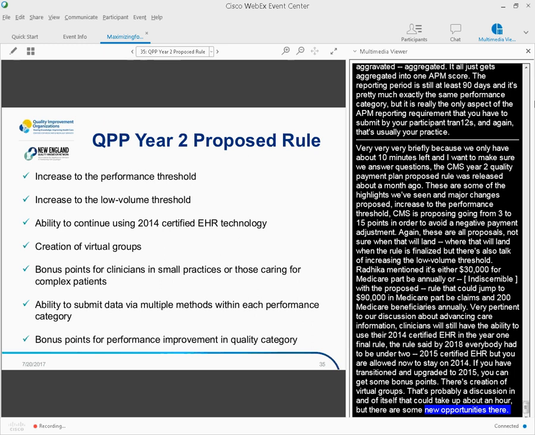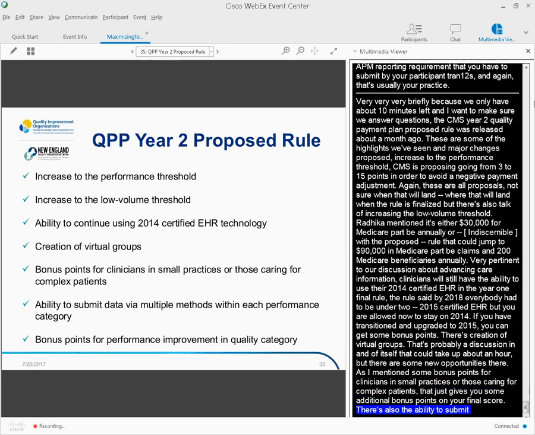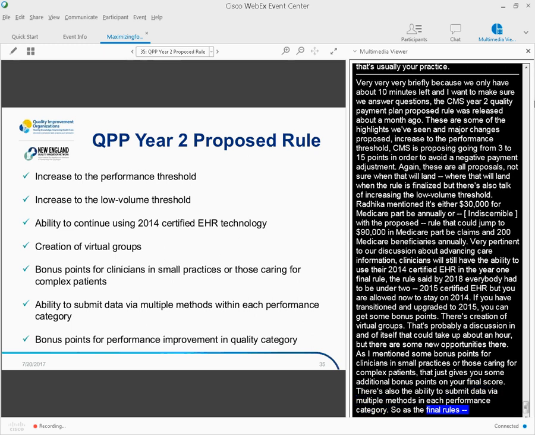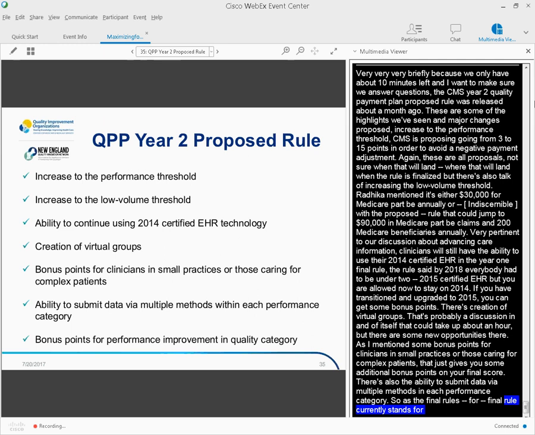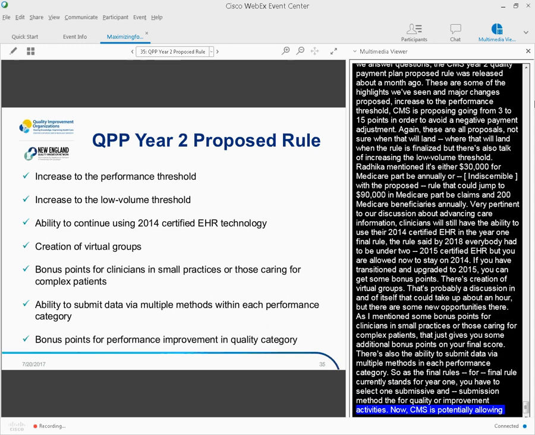There's also the ability to submit data via multiple methods in each performance category. So as the final rule currently stands for year one, you have to select one submission method per performance category. So one method per quality, advancing care information, or improvement activities. Now, CMS is potentially allowing you to select, let's say you can get half of your advancing care information data through your EHR, but another half of it you want to submit via attestation. Based on how the proposed rule is formulated, you might be able to do that next year.